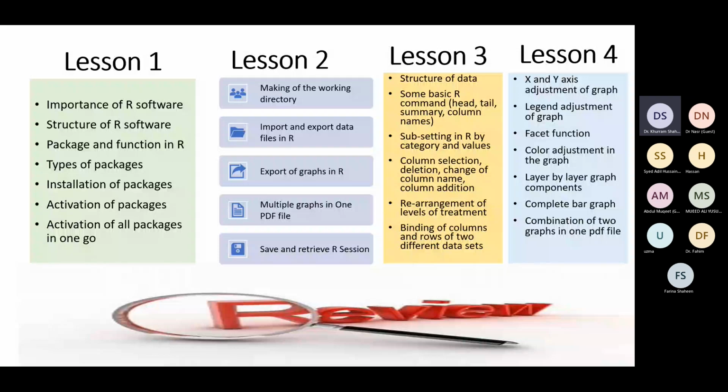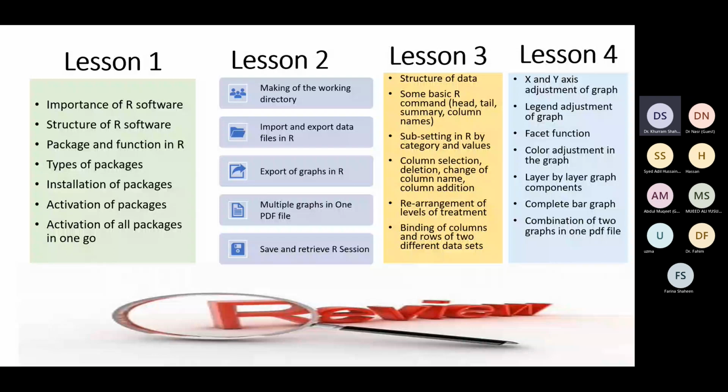We can do this by subsetting functions in R. Then you can change column names and add columns. We learned that we can arrange the levels of treatment. We experience that sometimes control comes in second or third place, but we want our graph to start from control, so we can rearrange the levels as we wish.